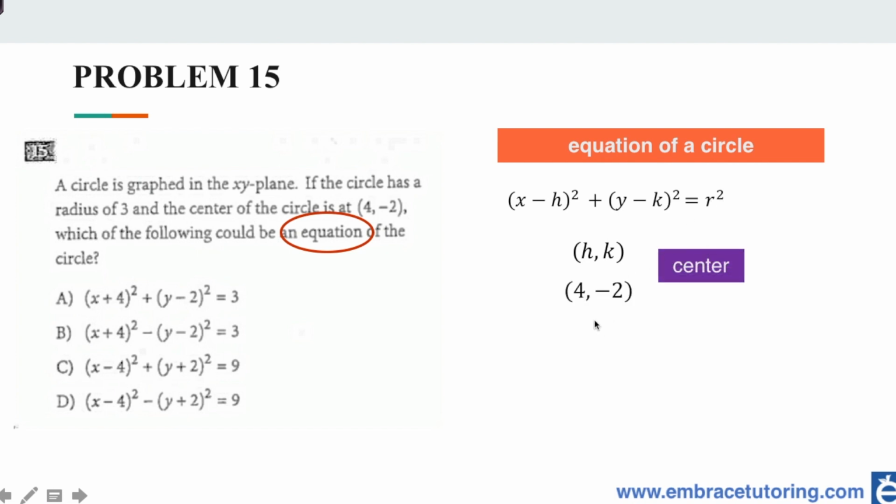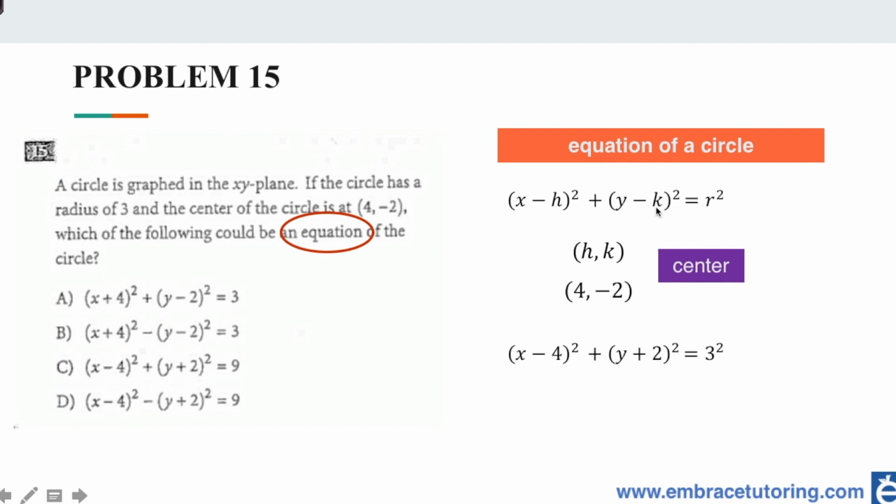The r is going to stand for the radius. Now, the 4 and the -2 are what they give you. So if I take my 4 and plug it in for h, and take my -2 and plug it in for k, then what I'm going to end up getting is (x - 4)^2 + (y + 2)^2.